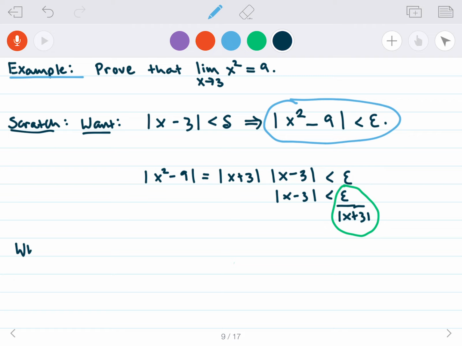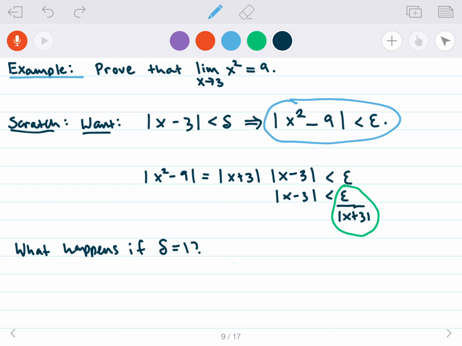So what happens if delta equals 1? Now, I just arbitrarily chose 1. I could have chosen 1 over 2. I could have chosen 1 over 100. I could have chosen 3,000. Doesn't matter. I'm just trying to see, where is x going to live when delta equals 1? Because that's going to give me a bound on this thing. I do not want the delta that I pick to depend on x at all. And that's what I'm trying to get at here.